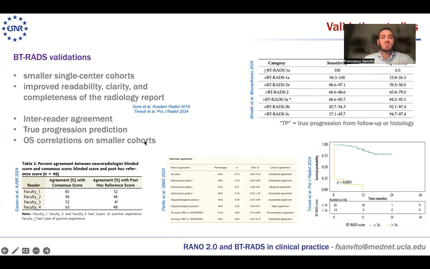For BT-RADS, validation is a tricky term in this case. Let's just say BT-RADS has been shown, in some studies, to improve the readability, clarity, and completeness of the radiology report. So it's kind of a communication endpoint rather than validity per se. There are some inter-reader agreement studies like these ones that are therefore more agreement studies rather than validation studies per se. In terms of validation, there's a true progression prediction study and some overall survival correlations, but they are still, I want to say, preliminary studies on small single center cohorts.